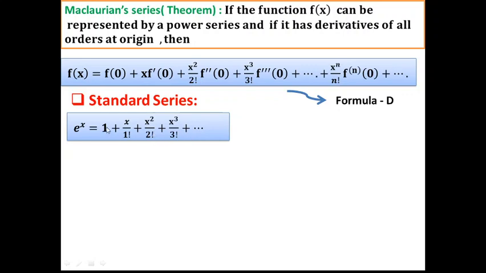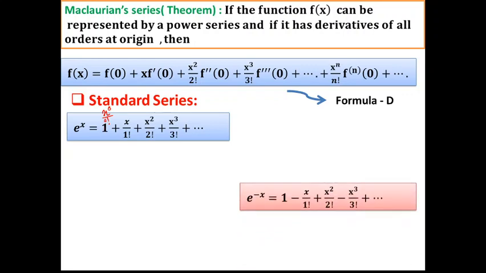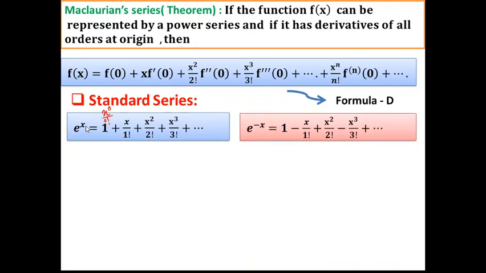Here 1 is written; 1 means x to the power 0. 1 can be written as x to the power 0, so we can write this 1 as x to the power 0 upon 0 factorial, which is nothing but 1. So this is the expansion of e raised to power x. On the same line, if I replace x by minus x in this expansion, I will get alternate plus minus signs. That means the odd powers of x will have a negative sign and even powers of x will have a positive sign. In this way one can remember the formulae.